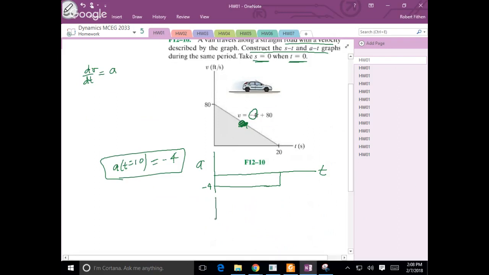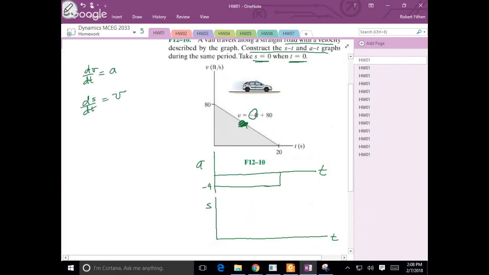Now the bad one here, S is a function of time. Of course, here, let me get rid of this so I can have room. So you know that, well, okay, is equal to velocity, which means ds is equal to the integral of velocity dt. Now you could just go in here and take -4t plus 80 dt.